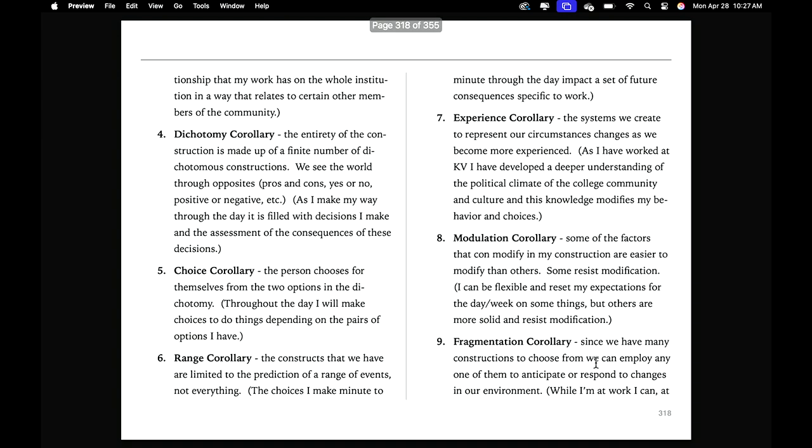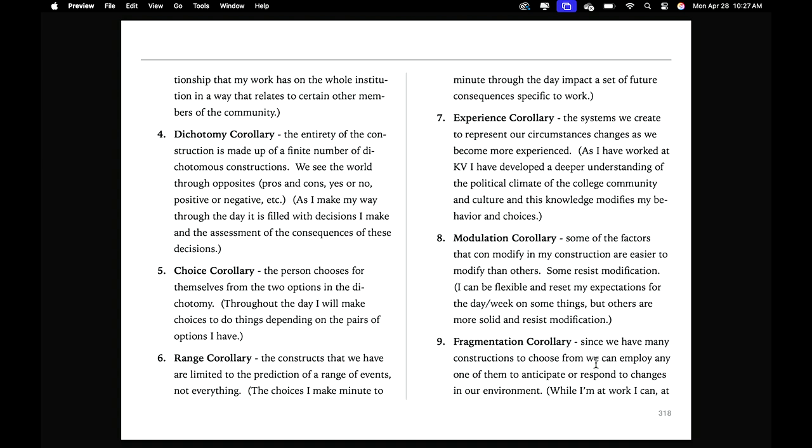We have dichotomy. The entirety of the construction is made up of a finite number of dichotomous structures. Pros, cons, yes, no's, positives, negatives, likes, dislikes. Choice, the degree to which we have agency to make choices in our life. Our range, our ability to be able to predict a range of events, but also see our own limits in terms of our capacities.